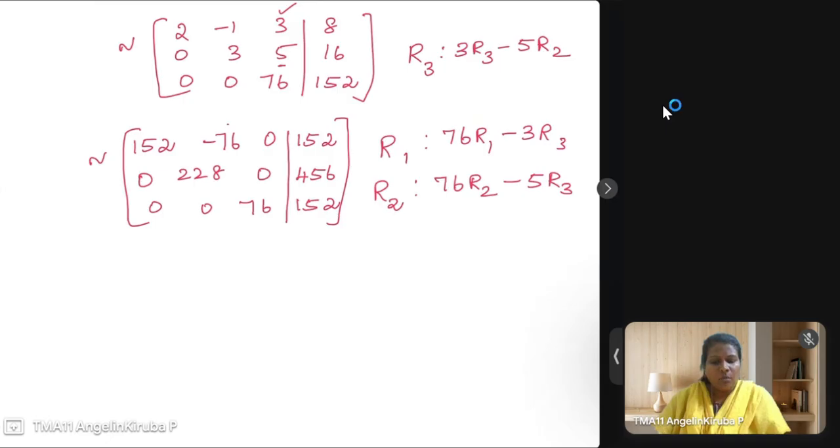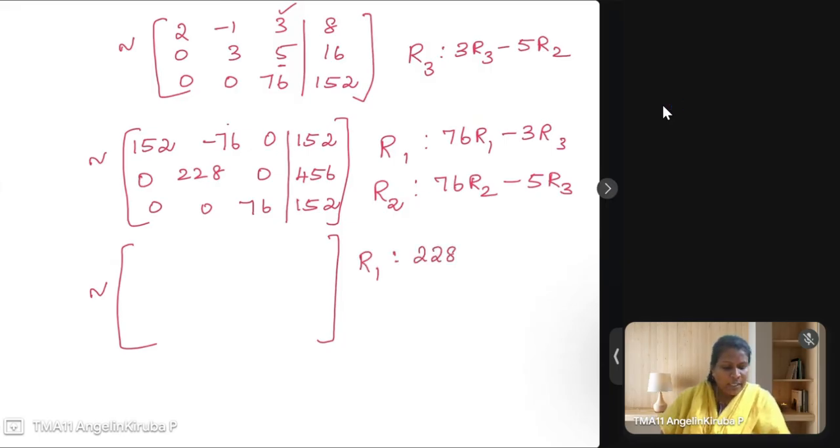So what can we do now? Again, the transformation we do should not affect that 0, so we have to do it accordingly. So I am going to do it with R1 and R2. The only possibility is R1 and R2. So R1 is 228 R1 plus 76 R2. So for the first element, you can use a calculator for this.